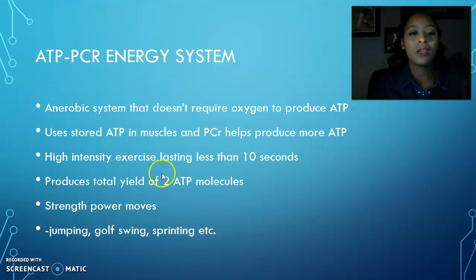And so, like I was saying earlier, this system has high intensity exercises such as strength or power moves, such as jumping, a golf swing, sprinting, a tennis swing, or even throwing a ball or a football.